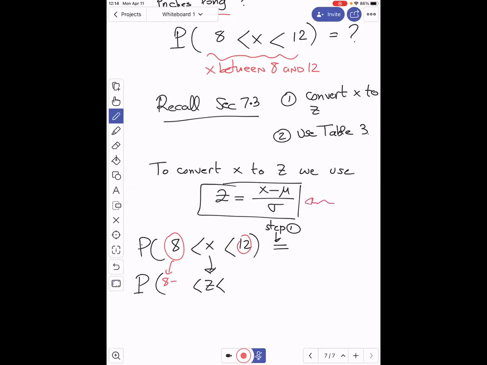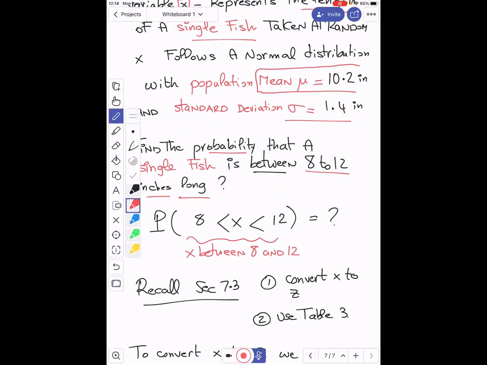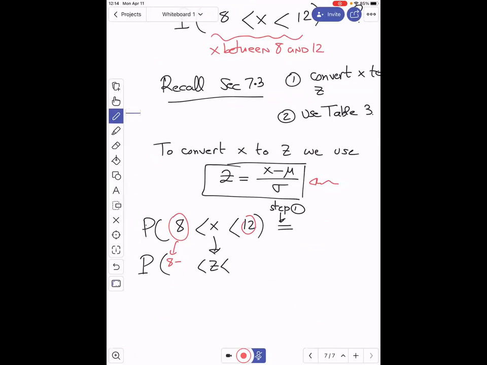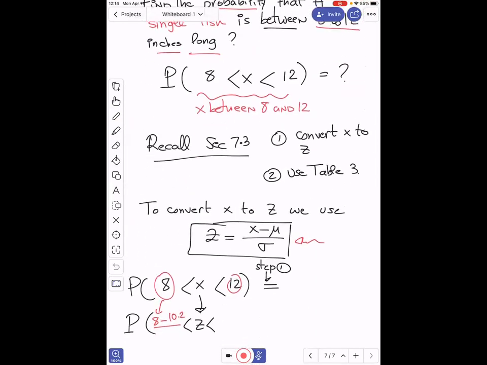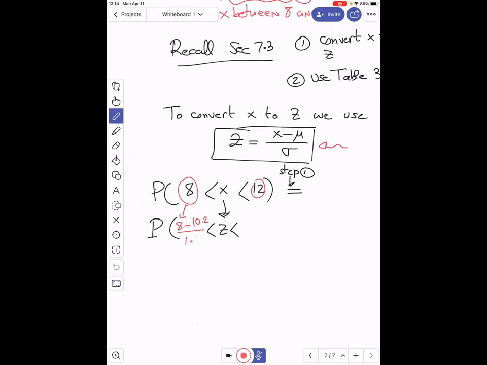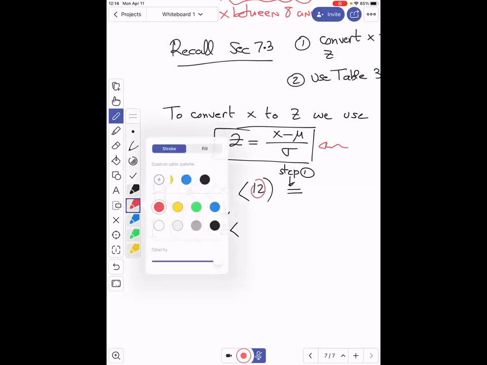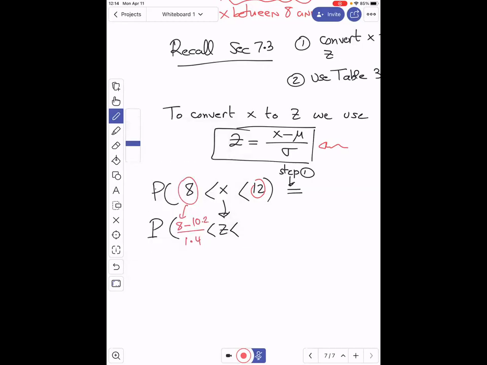So the value of x is 8, minus mu, the mean, which is right here, the 10.2. So it's 8 minus 10.2 over sigma, the standard deviation, which is 1.4. Then for 12, that's the value of x, we subtract the population mean over the standard deviation, which is 1.4.